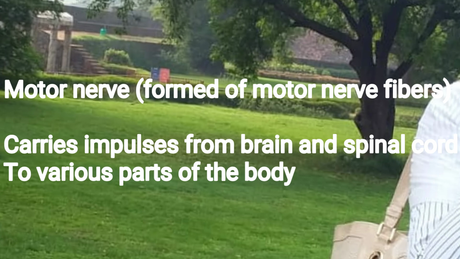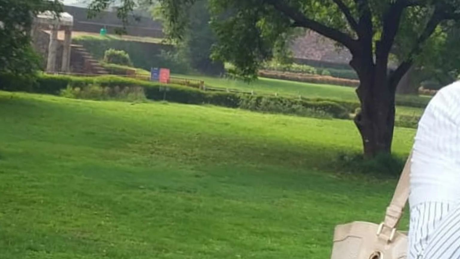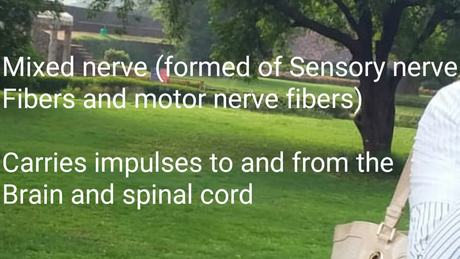മോട്ടോർ നെർവിൻ്റെ ഫങ്ഷനാണ്. Okay, the next one, the third one is the mixed nerve. So the mixed nerve is formed of sensory nerve fibers and motor nerve fibers. So they are formed of sensory nerve fiber ൻ്റെയും motor nerve fiber ൻ്റെയും കൂടെ കൂടി ചേർന്നിട്ടാണ് മിക്സഡ് nerve ഉണ്ടാവുന്നത്. And that carries impulses to and from the brain and spinal cord.